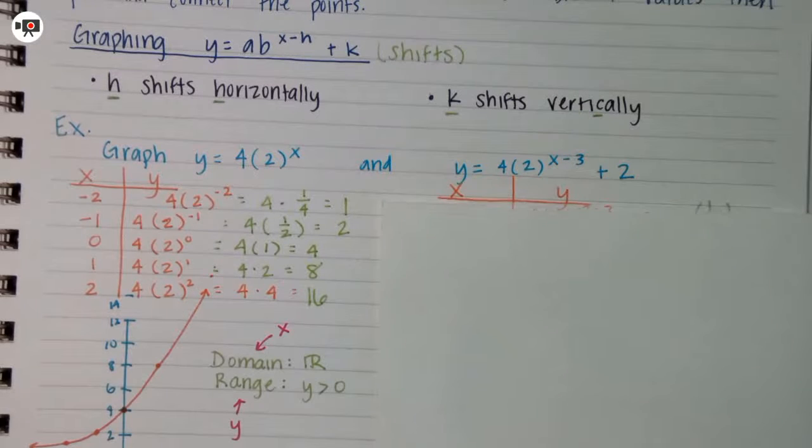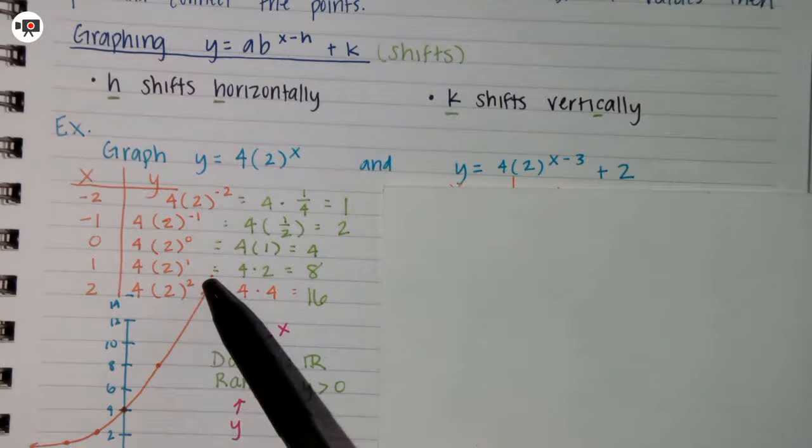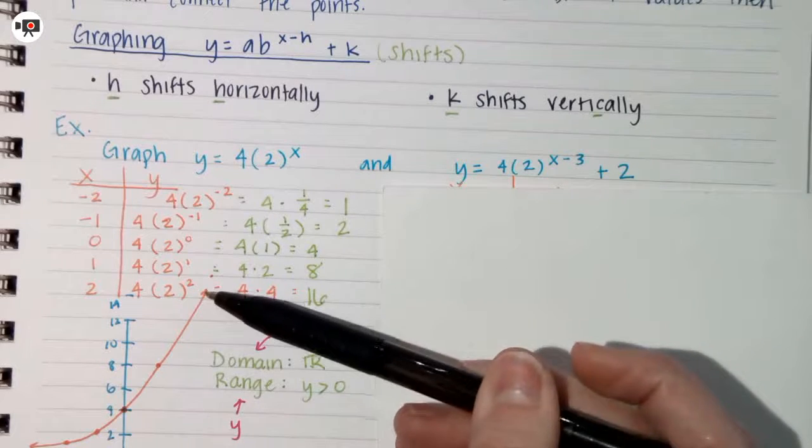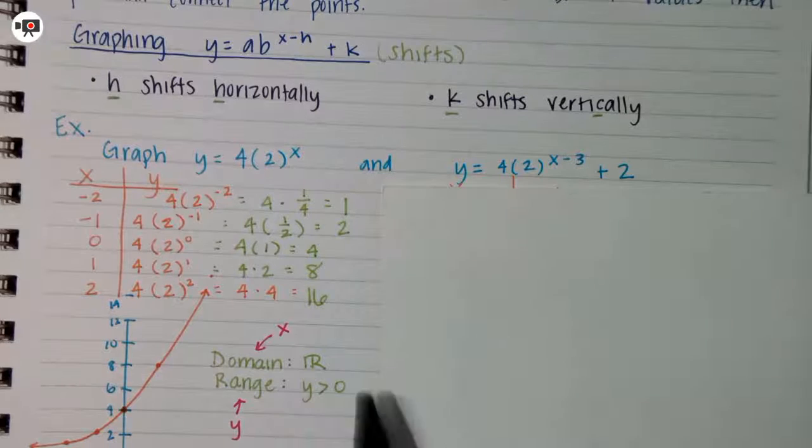So then I'm going to graph it, and you have when x is negative 2, y is 1; x is negative 1, y is 2; 0, 4; 1, 8; and 2, 16, which is way up here, but I didn't want to draw in the middle of my table.